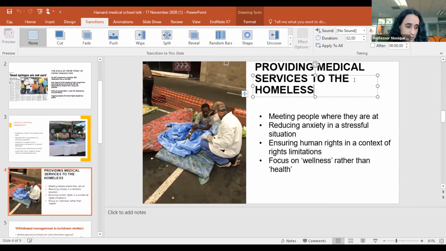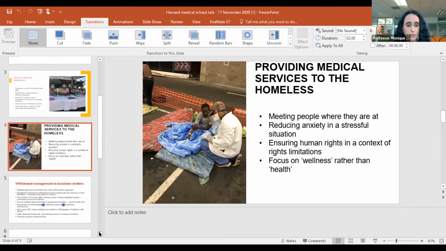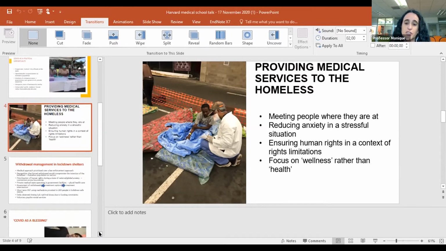Of course, the anxiety was partly linked to a rise in crime, but there was actually probably for the first time a real concern about the rights of individuals who were homeless, the rights of a very vulnerable population grouping. And so the focus during COVID was, of course, to deal with COVID as a pandemic, but it was also about, in regards to the homeless population, a concern with general wellness rather than just with health.